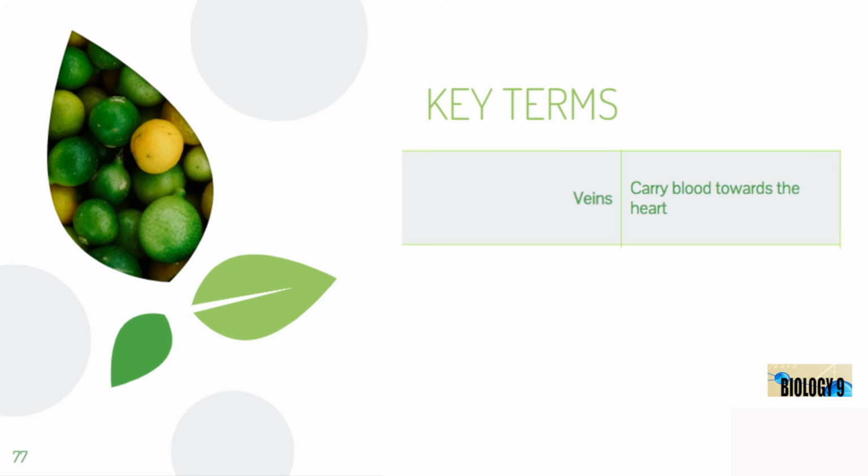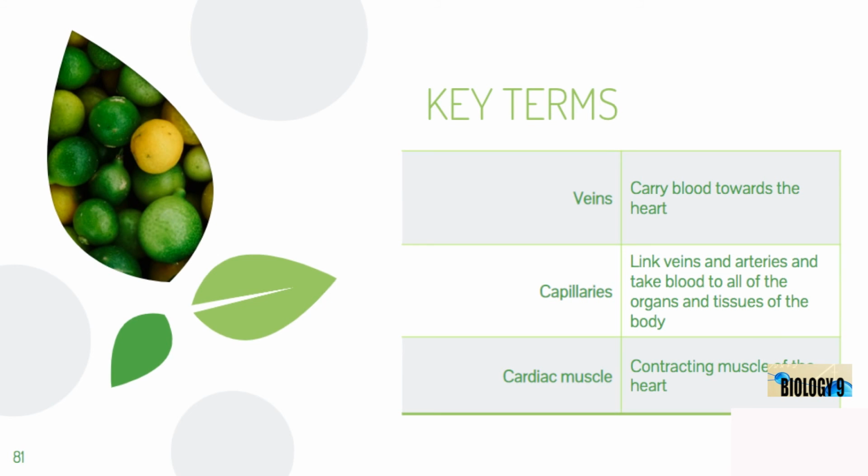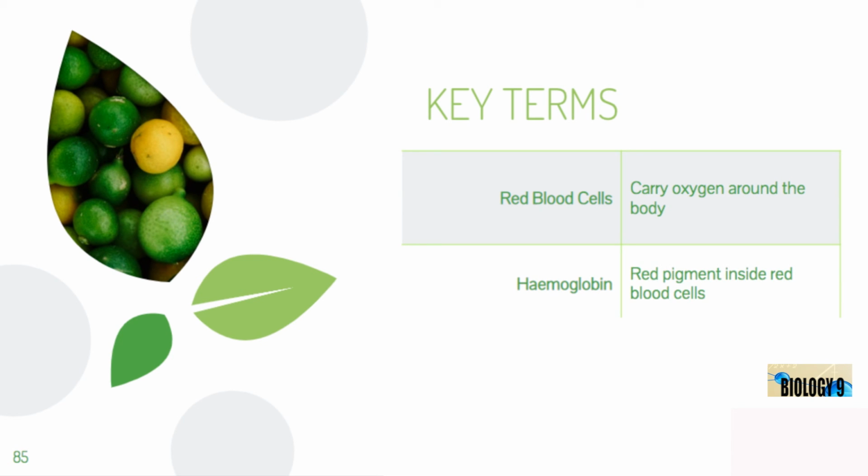All right, key terms: veins. Remember, the veins carry the blood back towards the heart at a low pressure. Capillaries are what link veins and arteries and take blood to all of the organs and tissues of the body. Cardiac muscle is the contracting muscle of the heart. Red blood cells carry oxygen right around the body. Hemoglobin is the red pigment inside of the red blood cells.